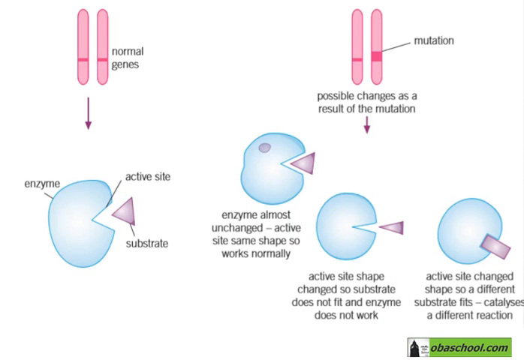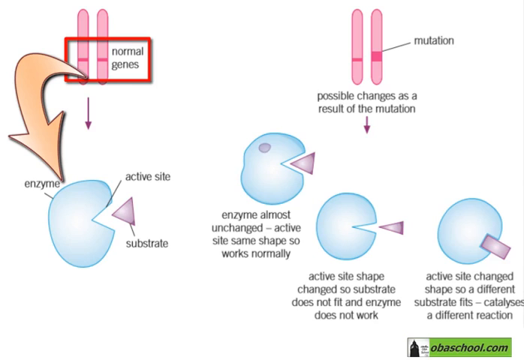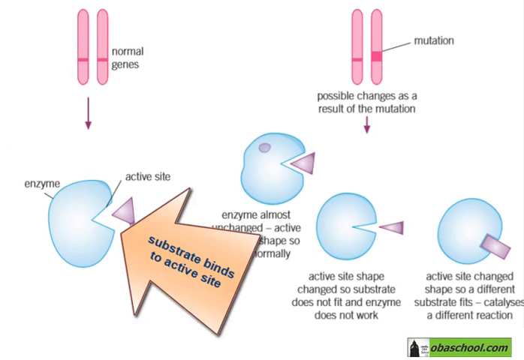So this diagram can help us understand the idea of mutations. For example, let's say this is a gene that codes for an enzyme. It's going to code for an enzyme with a normal active site where the substrate can bind. Here we can see that the active site is physically complementary to the substrate, to the triangular shape of the substrate.